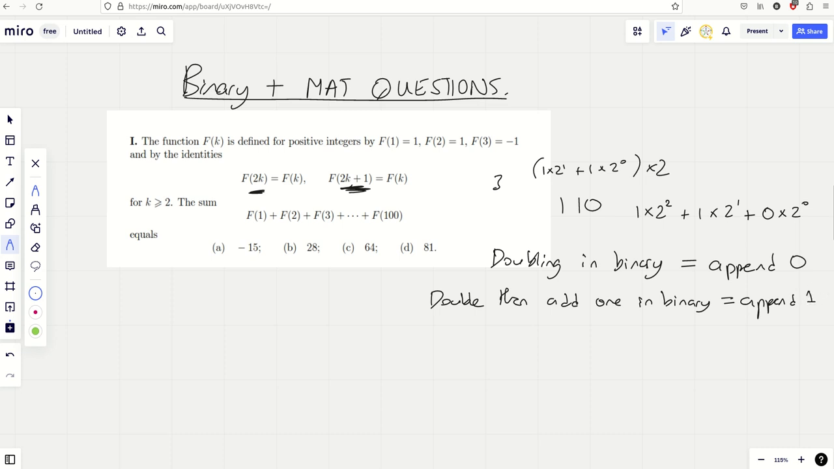For example, double 3, add 1, you get 7. What is 7 in binary? It's a 1 and a 1 and a 1. See? So if you start with 3, which is 1 and 1, yeah, doubling it means put a 0 on. Doubling and adding 1 means putting a 1 on, yeah?